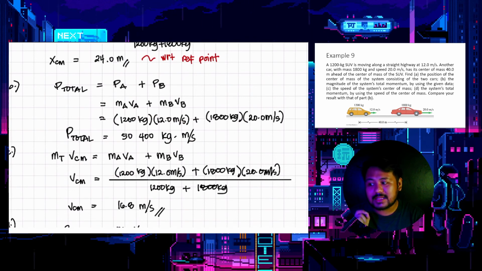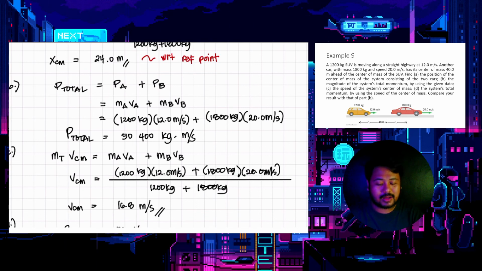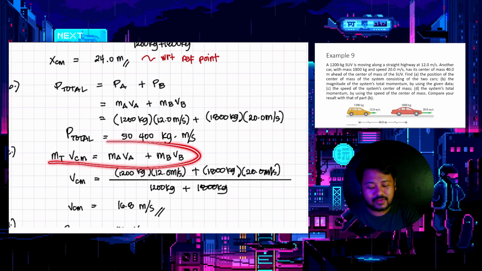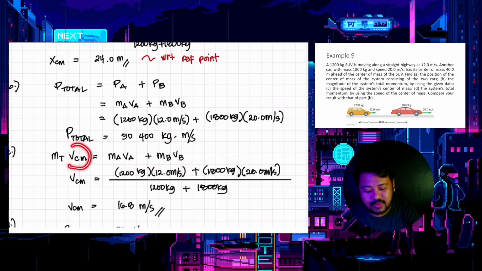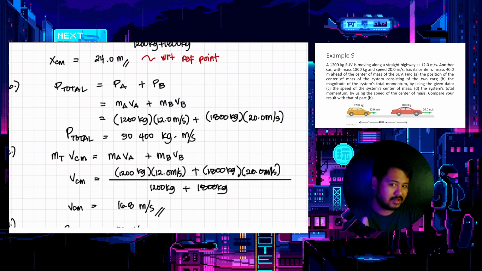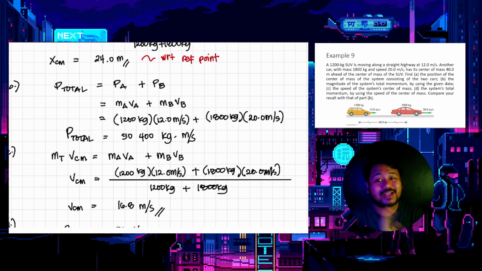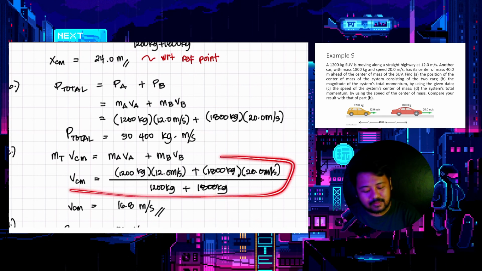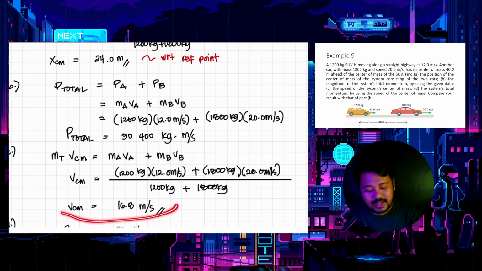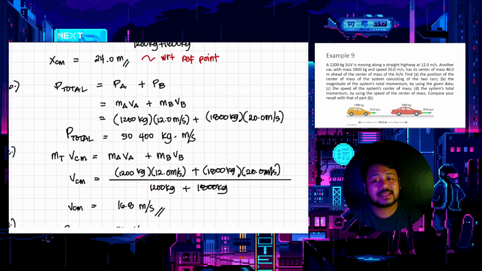And for letter C, the speed of the system's center of mass. We now go to the idea of the center of mass using momentum. We are after this, so we multiply both sides by 1 over mt. Substituting everything, it will give us the speed of our center of mass, 16.8 meters per second.